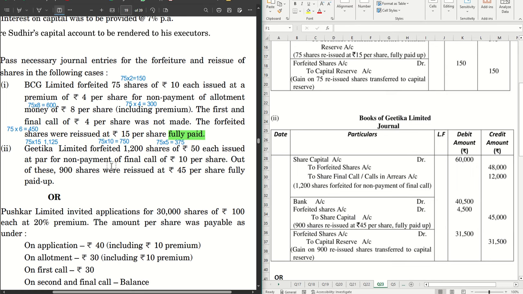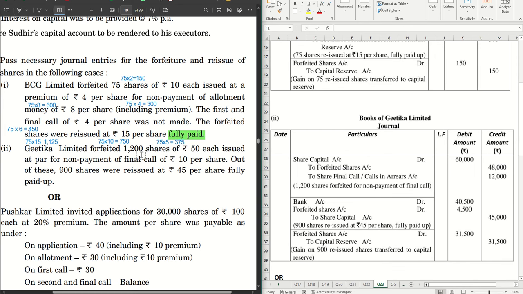Geetika Limited forfeited 1200 shares of rupees 50 each, issued at par, for non-payment of final call of rupees 10 per share. Out of these, 900 shares were reissued at 45 per share, fully paid up. Okay. So again, straightforward if you look at it at a concept level. Forfeited 1200 shares of 50 each.